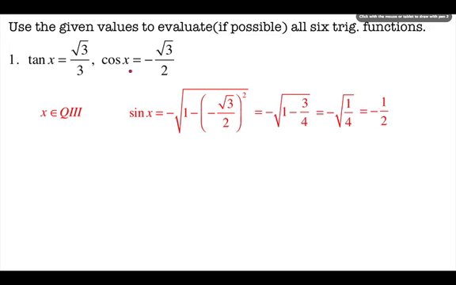You don't have to do this problem this way. You can still use the process that we learned in the previous chapter. I'm just trying to use the trig identities you have seen up to this point.